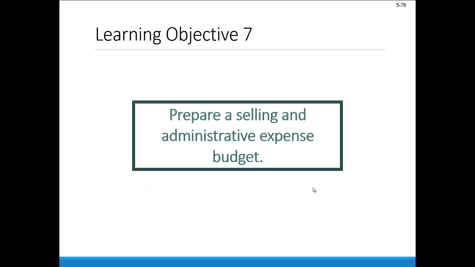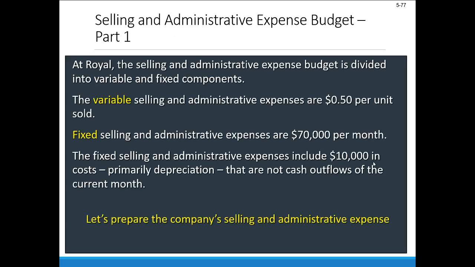Okay, so a couple more things here in terms of our master budget. Learning objective 7 was to prepare a selling and admin expense budget. So let's assume at Royal, we'll continue that example from our previous videos, the selling and admin expense budget is divided into variable and fixed pieces. Variable selling and admin expenses are 50 cents a unit. Fixed expenses are 70,000 per month. Also note that the fixed expenses include 10,000 in non-cash charges, so primarily depreciation.